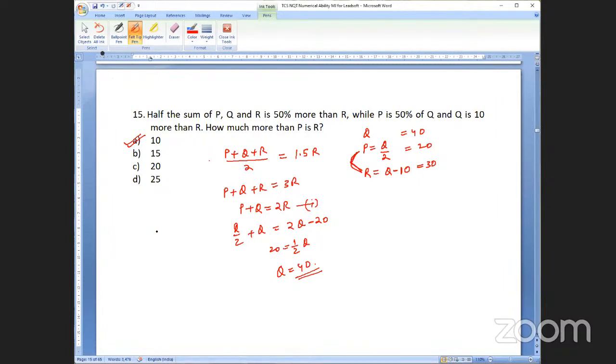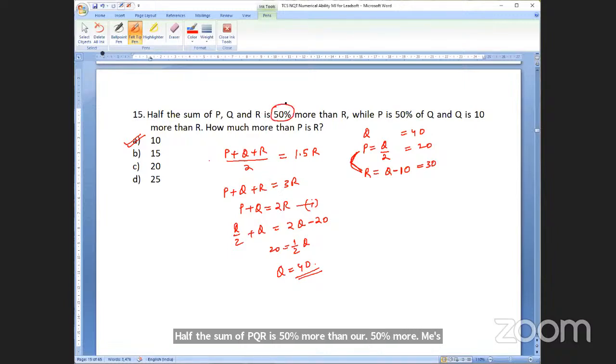Whatever is written, you need to convert that into numbers. Half the sum of PQR is 50% more than R. 50% more means growth. Growth rate is 50%. That means the subject is 1.5 times of something. Half the sum of PQR is 1.5 times R. Solve it, you will get P plus Q equals 2R.